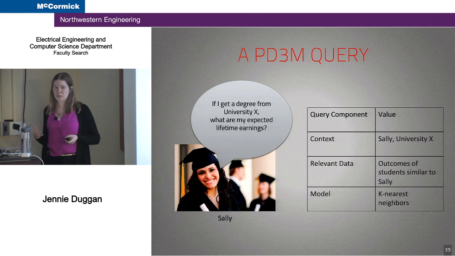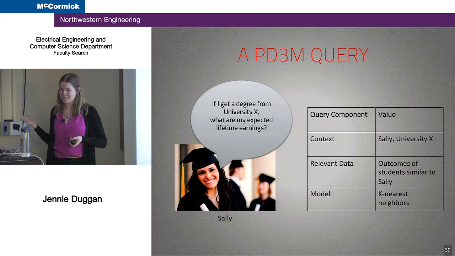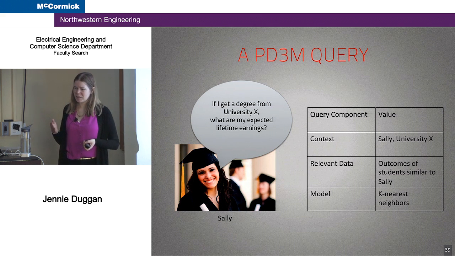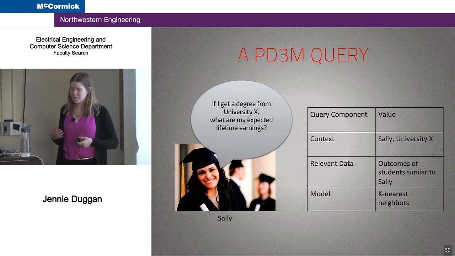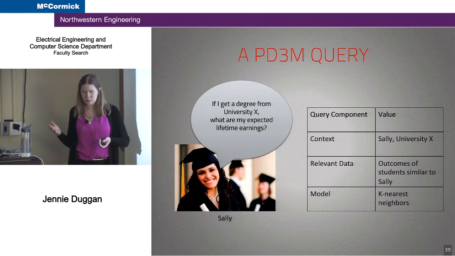So just to walk through an example of how this might work. Say that you're Sally, a student, and she's graduating from high school, and she wants to know that if she gets a degree from University X, how much is this likely to boost her lifetime earnings? This is a very personal question, because it relies on both Sally, the student, as well as the university to which she is considering matriculating. So you can imagine that that's the context within which she's working. She wants to know about students who are like her, not just all students.